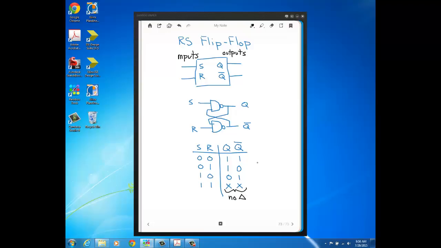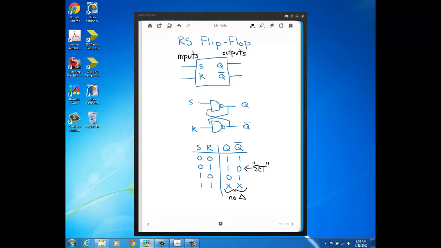Okay. All right. Well, let's go over some terminology here. The first that we'll start with is this second row. When S is 0 and R is 1, which makes the Q output 1 and the not Q output 0, this is called the set condition. We say that the RS flip-flop is set when we have this second row here. Now, it's important to understand that what set refers to is the value of the outputs. So it's the fact that Q is 1 and not Q is 0 that we say that the flip-flop is set. It doesn't have anything to do with the inputs.